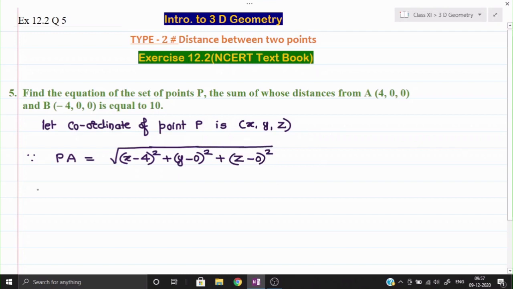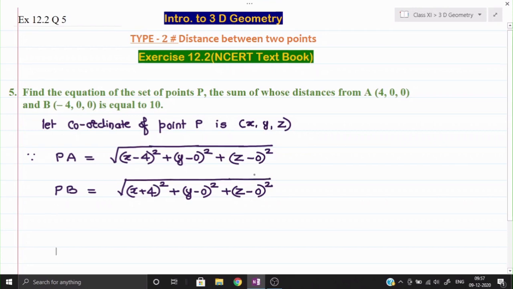Similarly, let us find out the value of PB. The value of PB will be equal to under root of, here also it will be X plus 4, because the X coordinate of point B is minus 4, so minus of minus becomes plus, plus Y minus 0 whole power 2 plus Z minus 0 whole power 2. So we have kept ready the values of PA and PB.